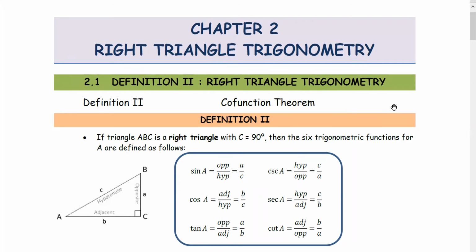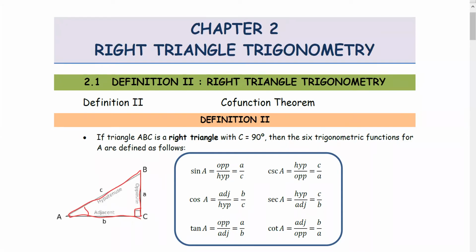For the definition set number 2, we consider the right triangle ABC, where C is the right angle. We use the lowercase letter a to represent the side opposite to an angle A. The lowercase b represents the side opposite to an angle B and also the adjacent side to an angle A. The lowercase letter c represents the hypotenuse or the side opposite to an angle C.